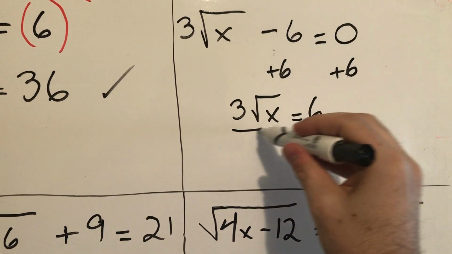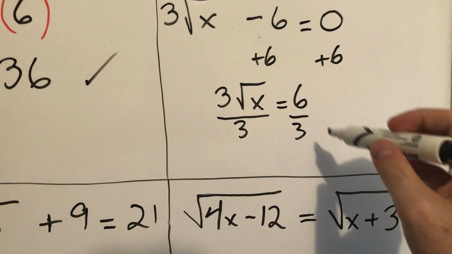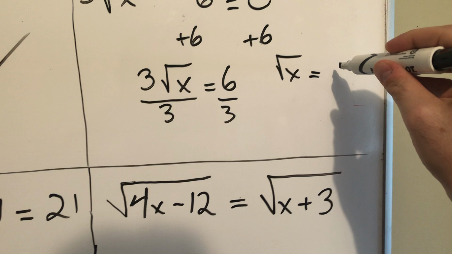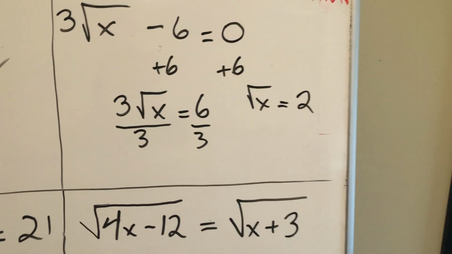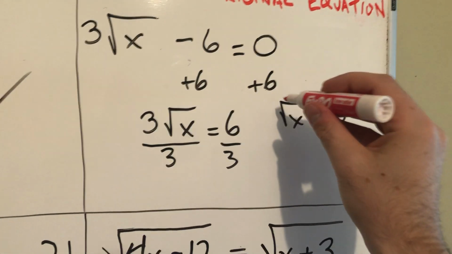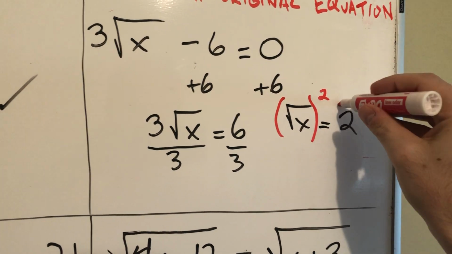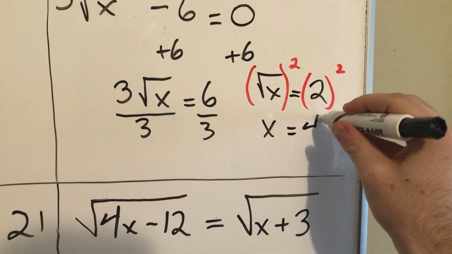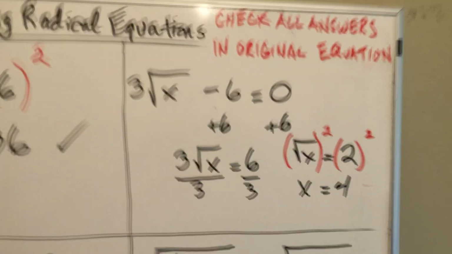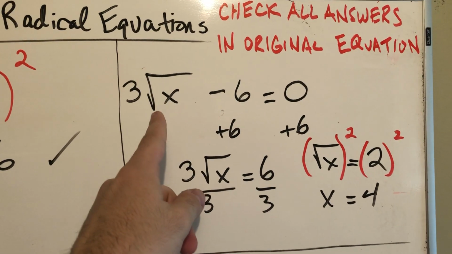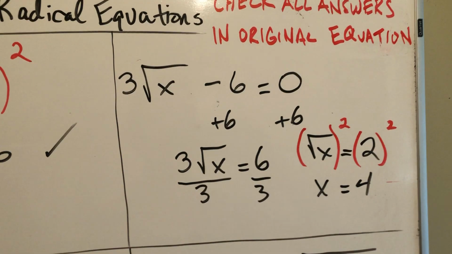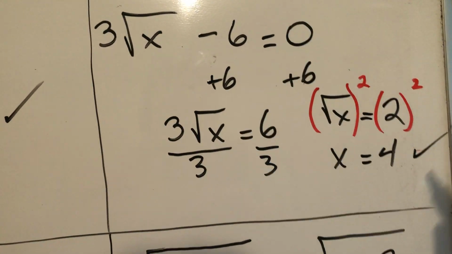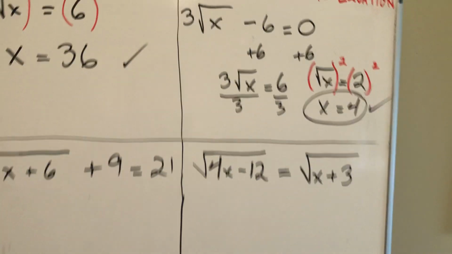Now I'm going to divide both sides by 3, and I have root x equals 2. So follow the same steps as the last problem. To access the variable, I need to square both sides. x equals 4. Check your answer. If I plugged in 4 up here, square root of 4 is 2. 2 times 3 is 6. 6 minus 6 is 0. That checks. So, just 4.